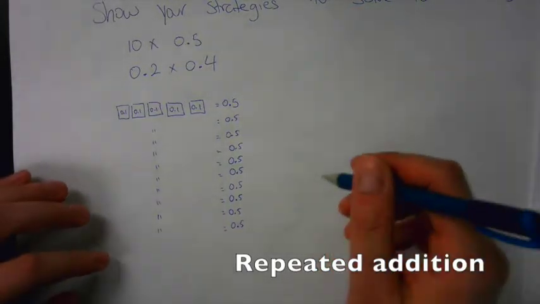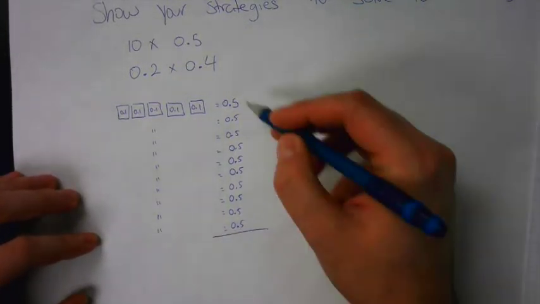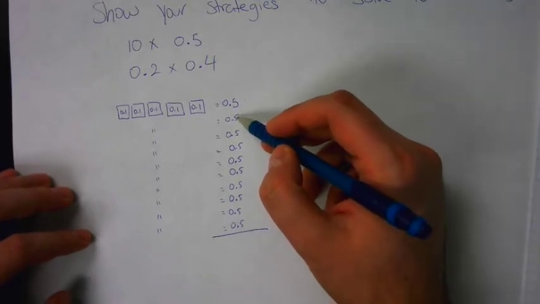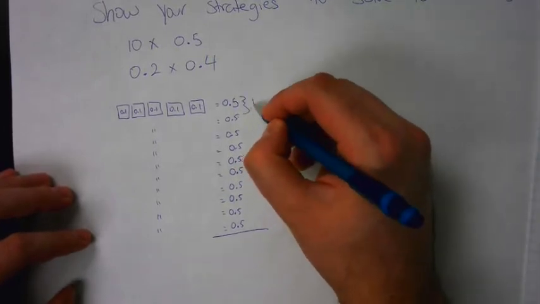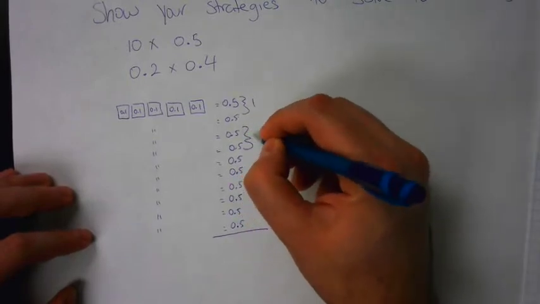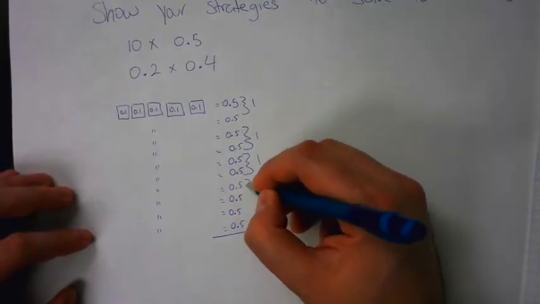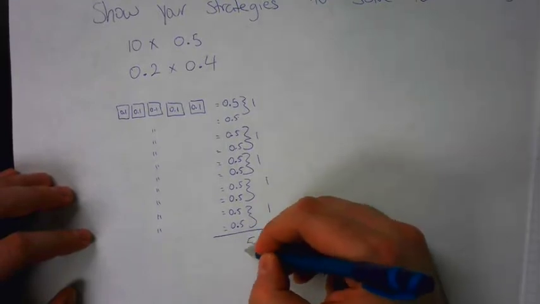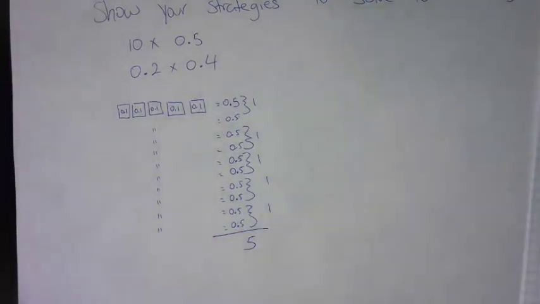And then what did you do to all of them? You added them all up. That's what you said. So when you add all these up, 0.5 plus 0.5 is what? 1. It's 1. So this is 1. This is 1. This is 1. So your answer is 5. Correct? Correct. Was there another way you guys solved this exact same question?